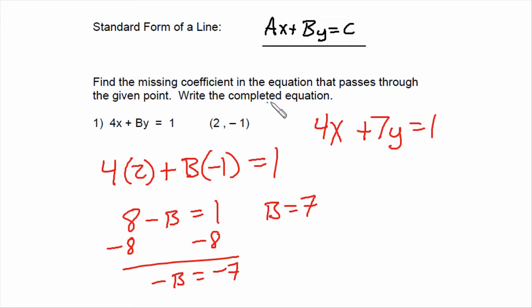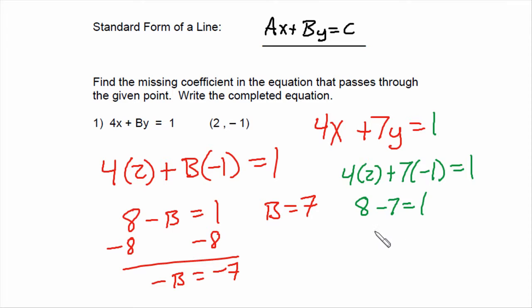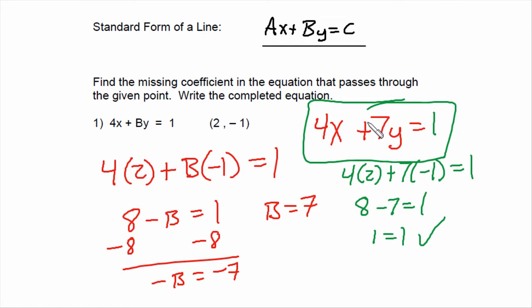So let's do that. If the equation works when I input 2, -1, then I know I did it right. So I'm going to put 2 in for that x and input -1 in for that y and make sure it works out. So 4 times x is 2, plus 7 times y is -1, and that should equal 1. So 4 times 2, 8. 7 times -1, minus 7, that should equal 1. 8 minus 7 is 1. 1 equals 1. Check. I know I did it right. So I know that this is the correct equation based on the given information.